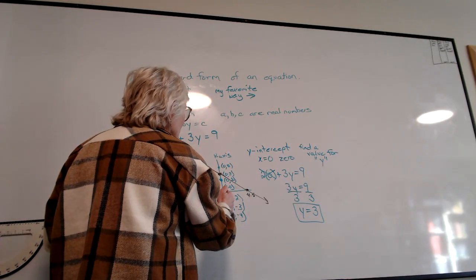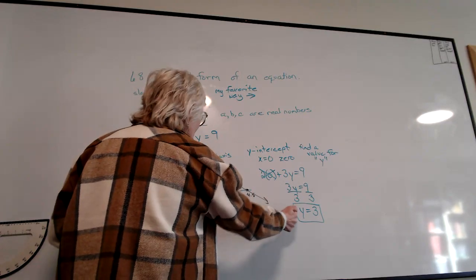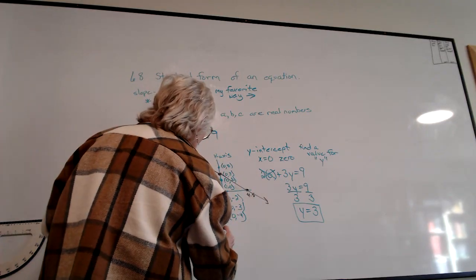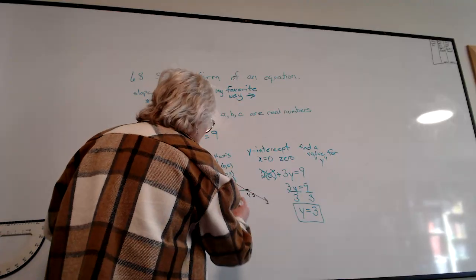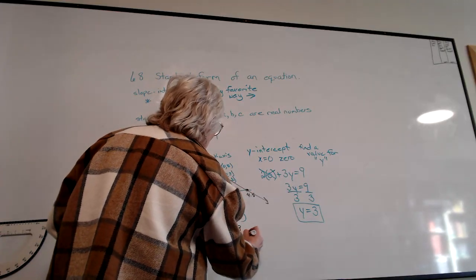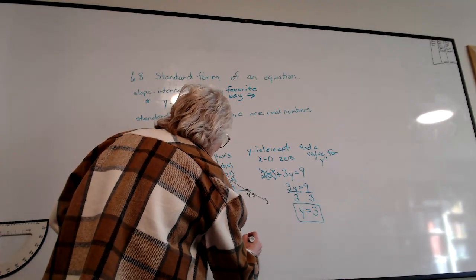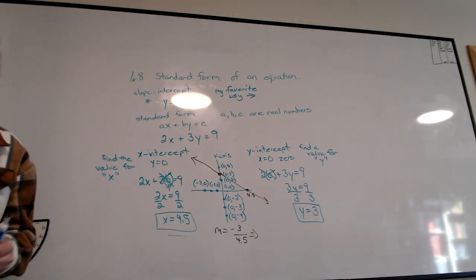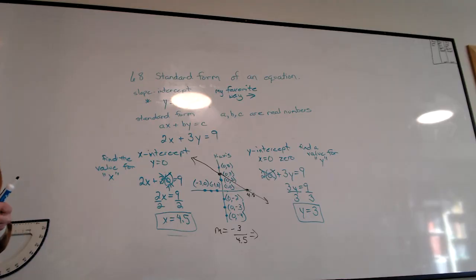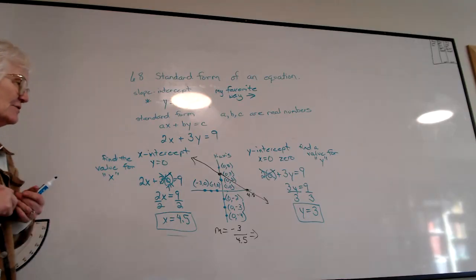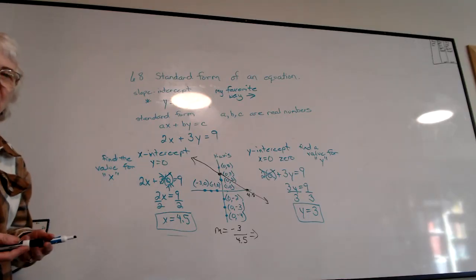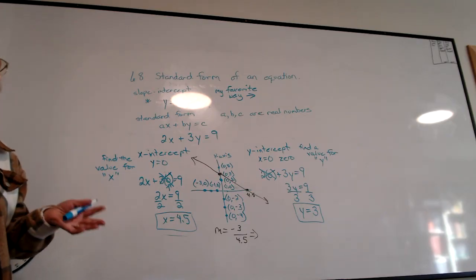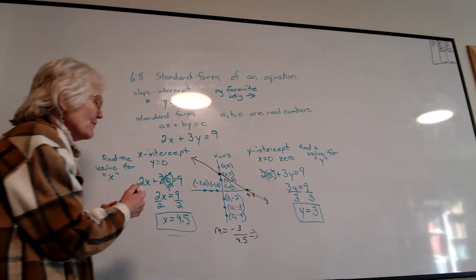It's the rise, it's going down 3, so the slope is going to be going down 3, -3, and over 4.5. Okay, now that's not the prettiest form of the slope, but we can then change it either into a fraction, or we can multiply it by 2. We could multiply it by 2 to change it into a whole fraction.